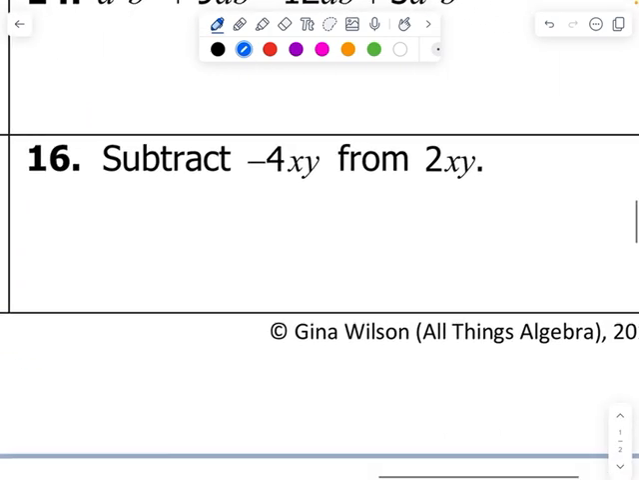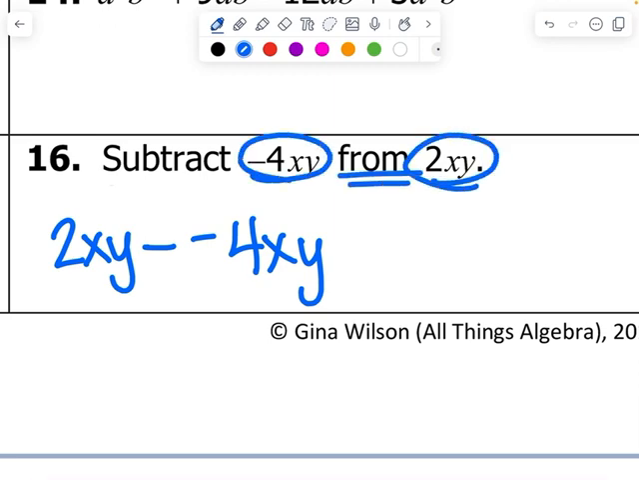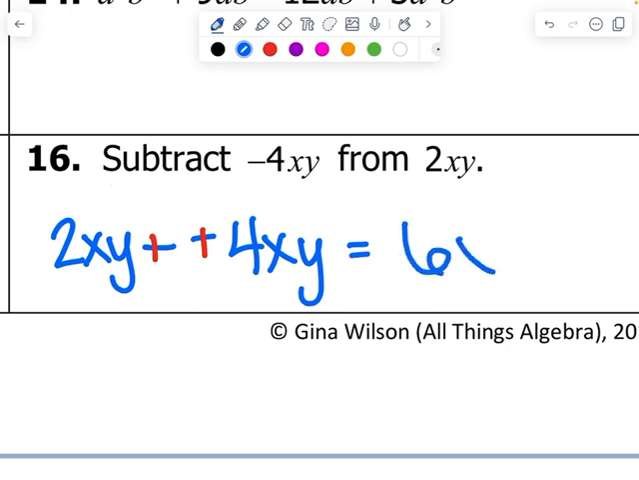Okay, last one, we're going to look at number 16. I want you to remember that when it says subtract from, that's one of those turnaround phrases. So if I'm subtracting negative 4xy from 2xy, that means we're taking 2xy minus negative 4xy. Subtracting this from this means we have to go backwards. Well, if I'm minusing a negative number, that turns into addition, so we get 6xy.